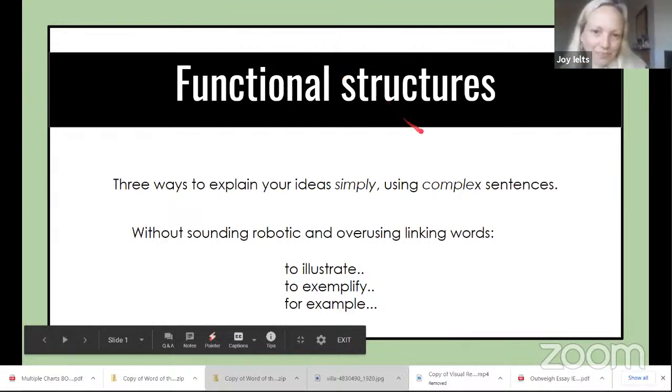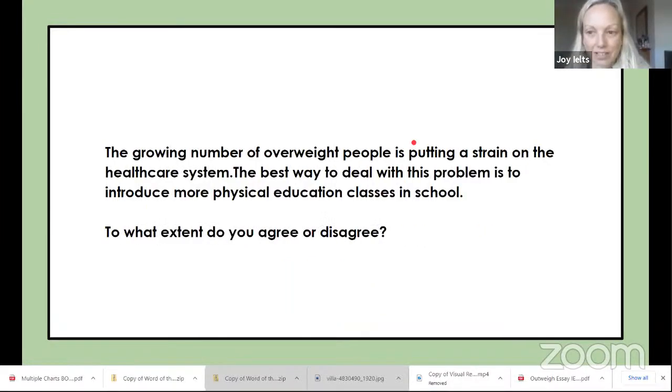Okay, so functional structures. We did this in the academy and I got some good feedback from it. This is the question that we did a couple of weeks ago in the academy. This is the question we're doing for training today. The growing number of overweight people is putting a strain on the healthcare system. The best way to deal with this problem is to introduce more physical education classes in school. To what extent do you agree or disagree? Now, for this type of question, I strongly recommend that you fully agree or fully disagree. But actually in this question, we did a balanced approach. So we used a complex sentence in the introduction for this question.